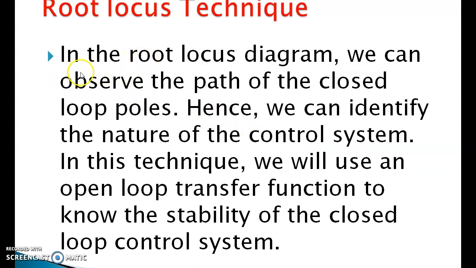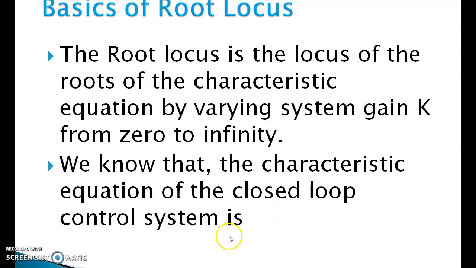Root Locus Technique. In the root locus diagram, we can observe the path of the closed loop poles. Hence, we can identify the nature of the control systems. In these techniques, we will use an open loop transfer function to know the stability of the closed loop control systems. These are the basics of root locus.